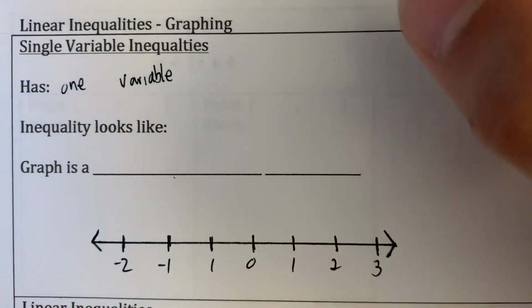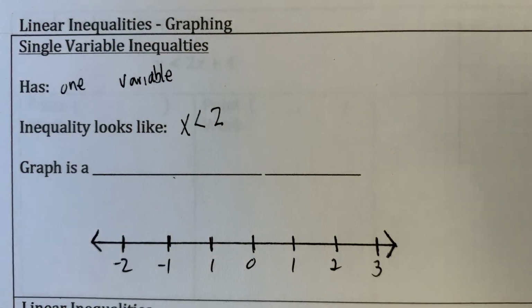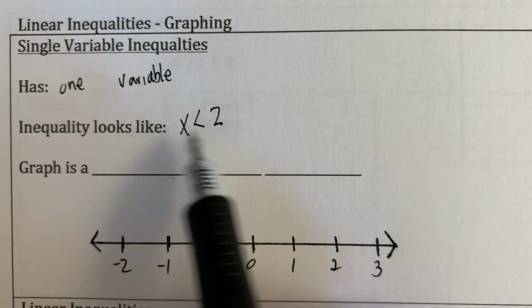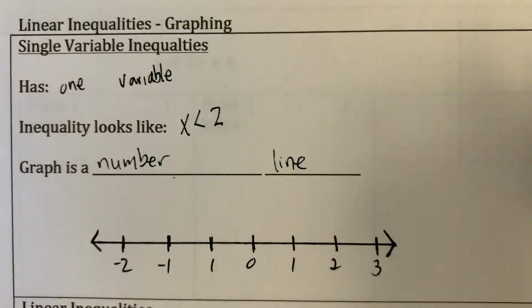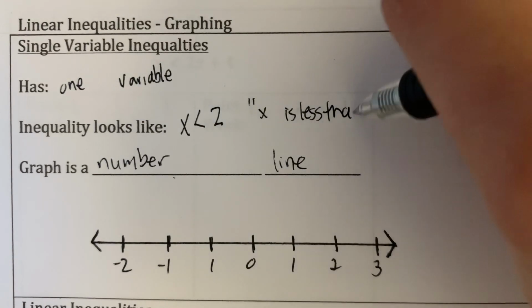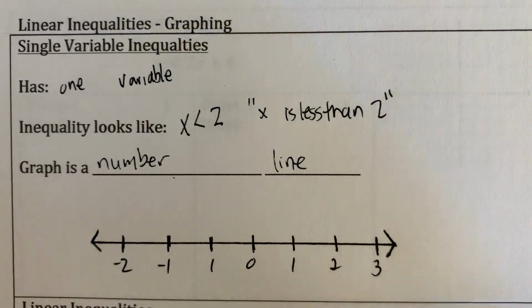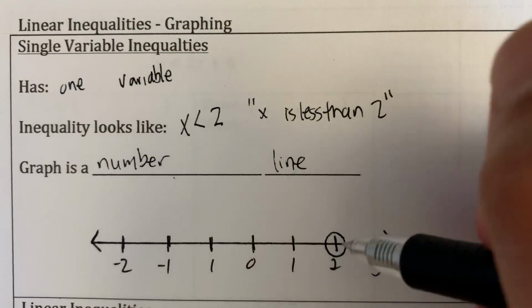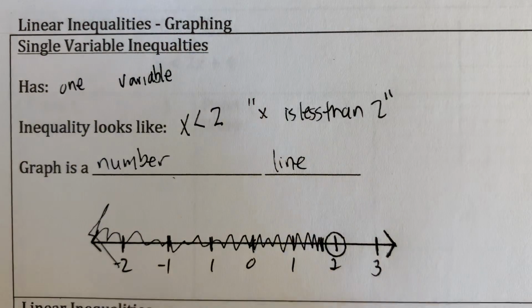And these single variable inequalities look something like this. And the graph for these, if we recall, is going to be a number line. Because this represents multiple solutions, this would be pronounced x is less than 2. So in order to represent all the numbers that are less than 2, that's going to be more than just one number. So we put an open circle on 2, and we shade in everything that's less than 2. So this is what our single variable inequalities looked like before.